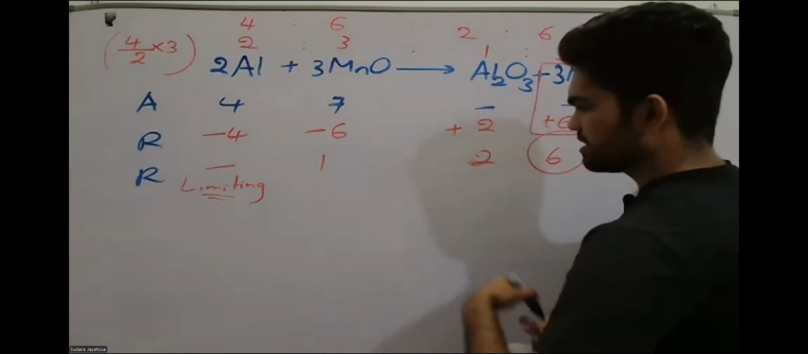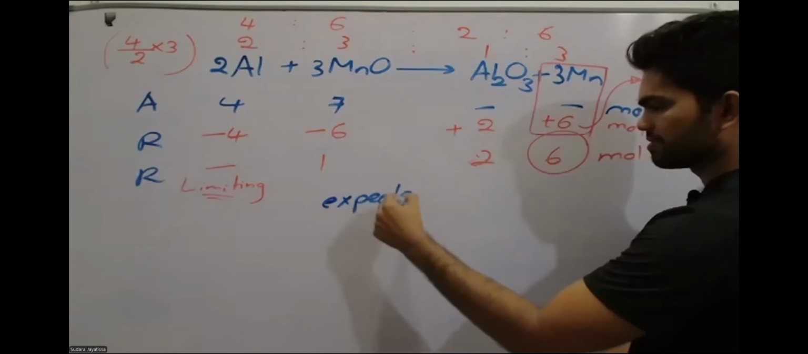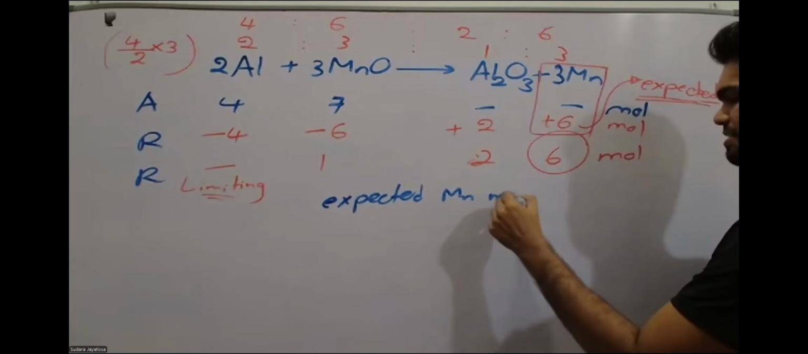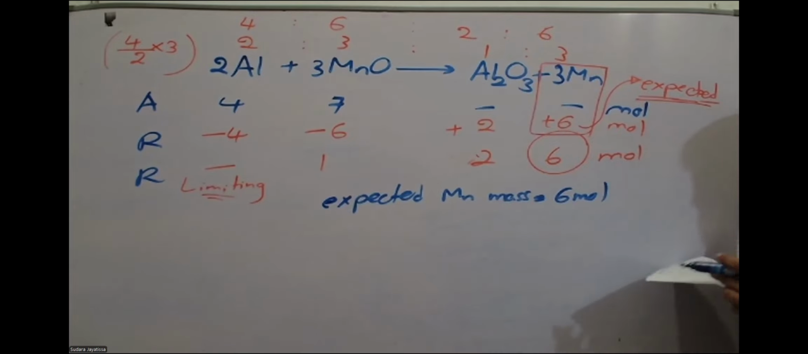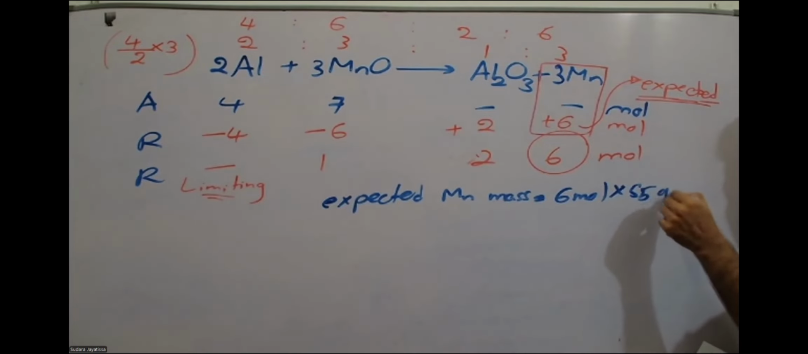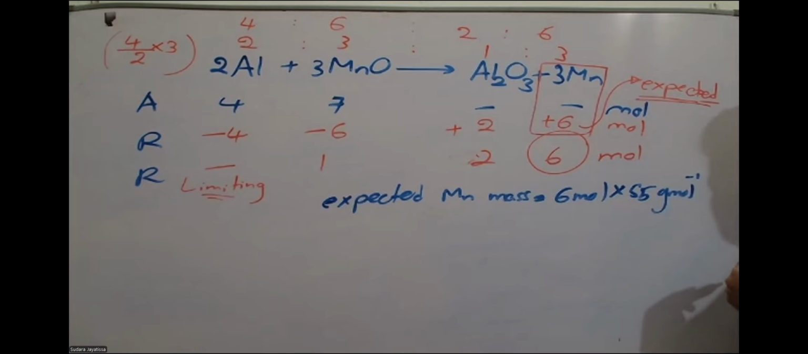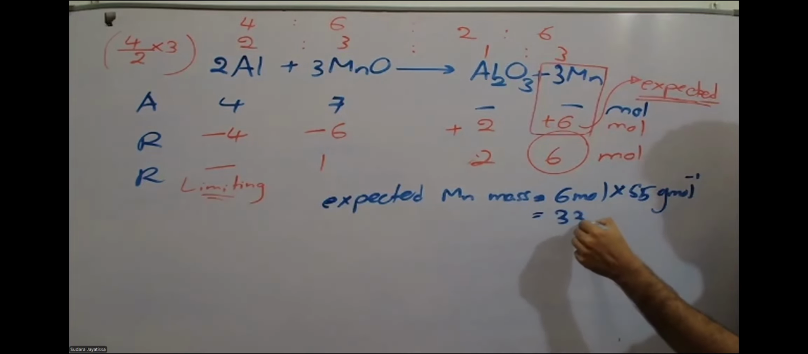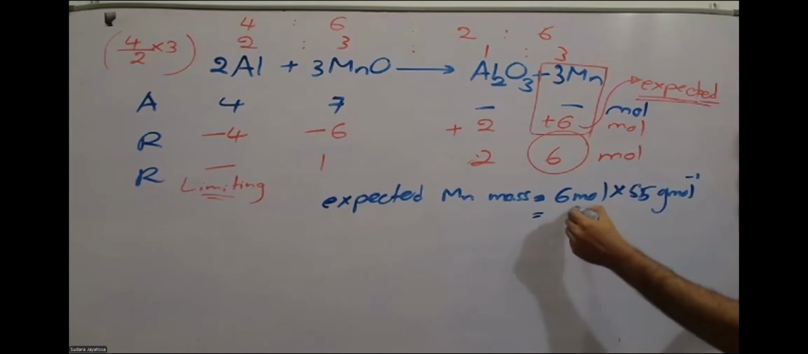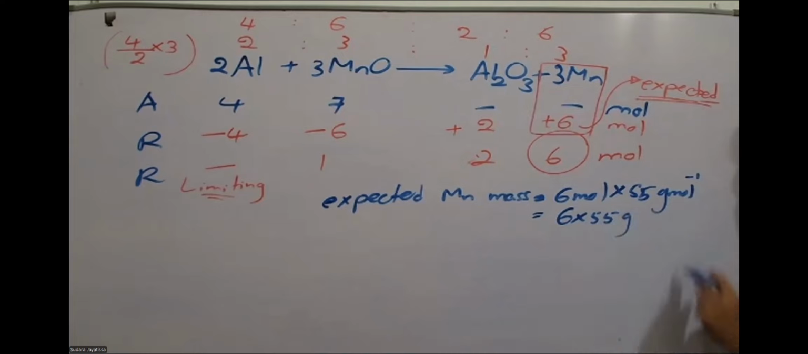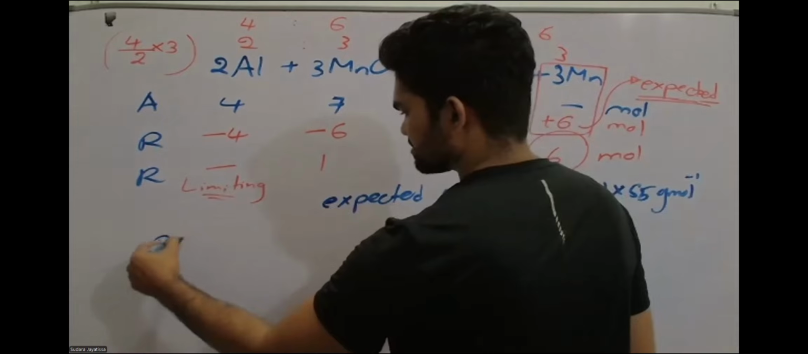Okay, so what is the expected Mn mass? So 6 moles into molar mass of manganese, which is 55 grams per mole. So 330 grams are expected. You can just keep it without simplifying. Okay, 6 into 55 grams. Right, so now let's find the percentage yield.